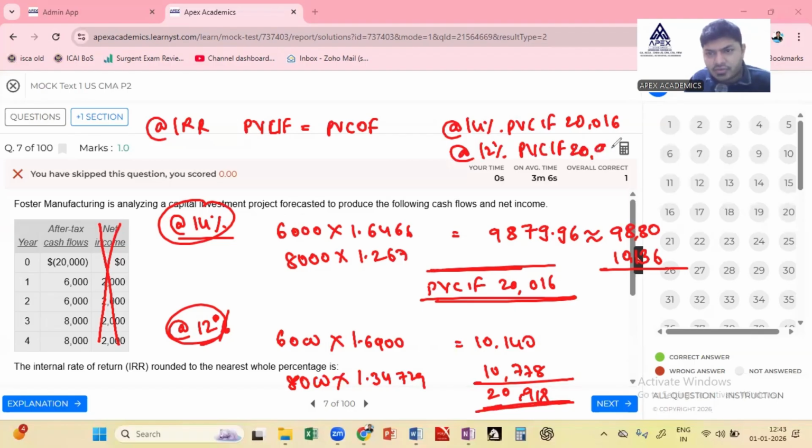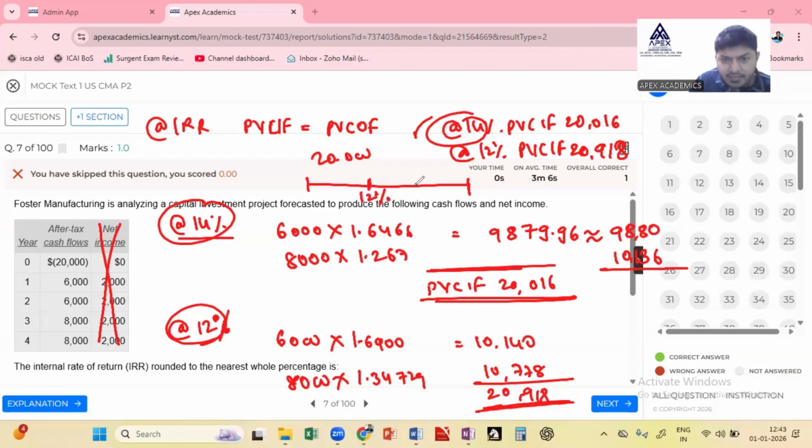It is 20,918. Now, who is closest to 20,000? Is it 14 or is it 12? The answer is it is 14. Now, please try to understand. There are the following discount factors. Here it is 12% and here it is 14%.